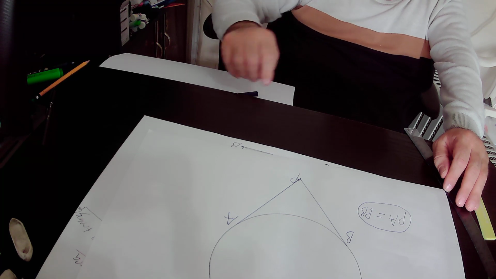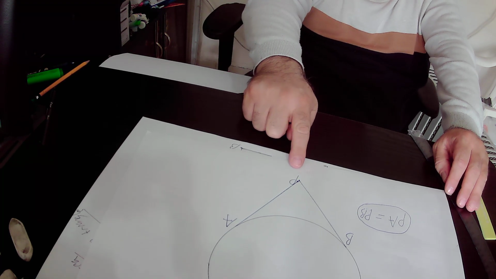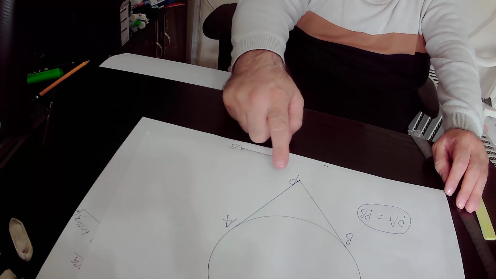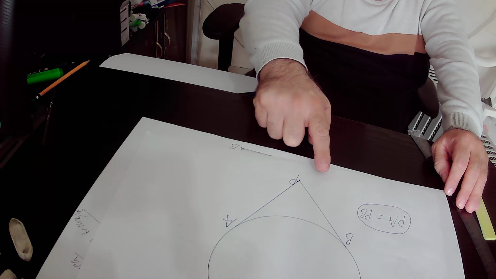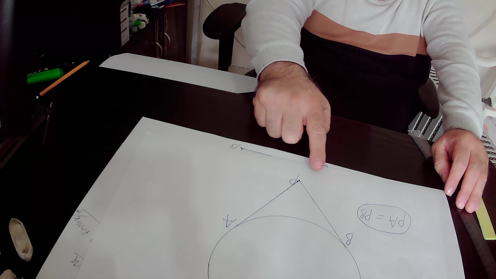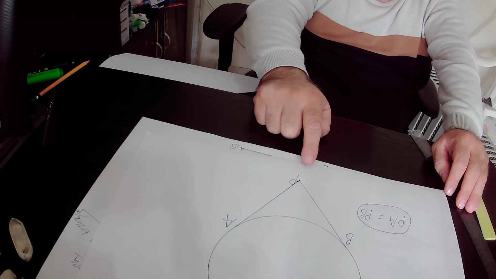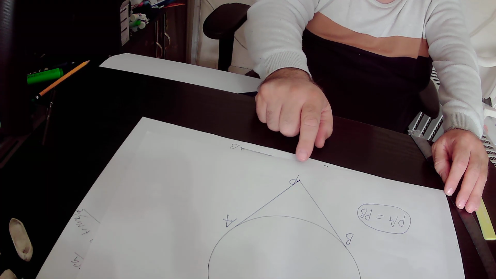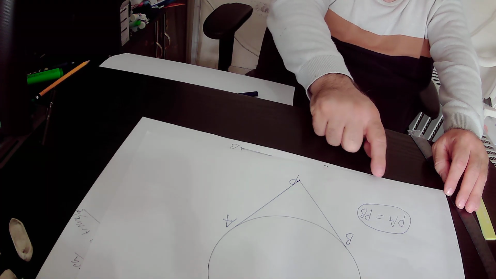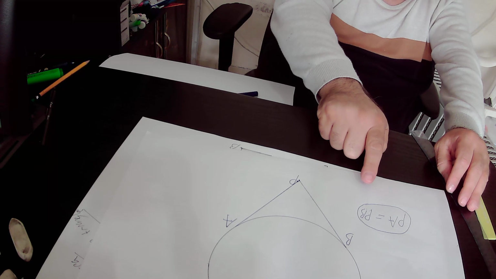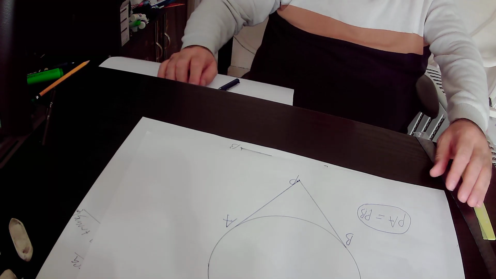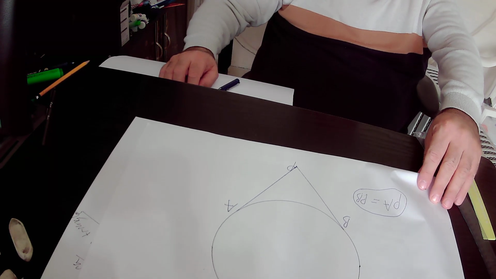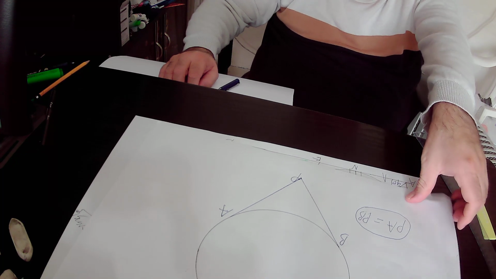Why? Because from the external point, point P, we drew two tangents to this circle, and according to rule number 8, whenever you draw two tangents from a common external point of a circle to that circle, then the lengths of those two tangents will be equal to each other. That is to say, PA equals PB. Okay, this is the meaning of rule number 8.